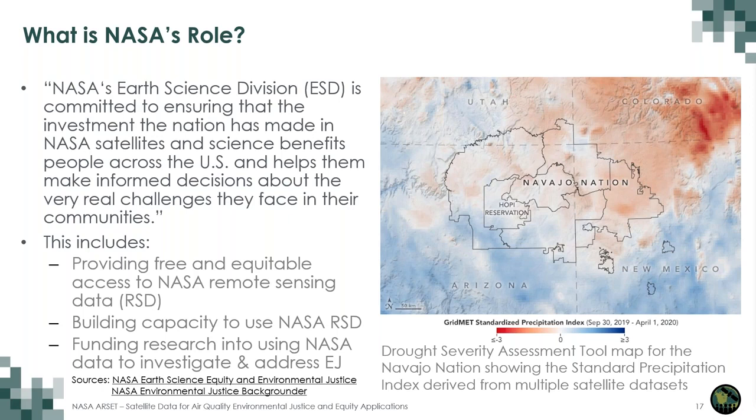Practically, this means making NASA's satellite and remote sensing data of the Earth, or RSD, free and publicly available and accessible. In addition to simply providing the data, NASA has an obligation to provide training and capacity building, like the RSET training you're attending now, to help people understand how to interpret and use different types of remote sensing data in the most effective way. Finally, NASA also funds fundamental research to develop new ways to use current and potential future remote sensing data to investigate and address many kinds of societal challenges, including challenges and barriers to achieving environmental justice.